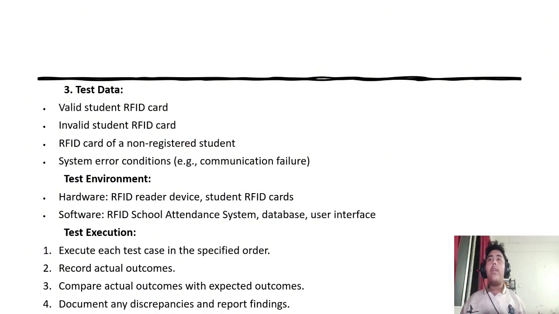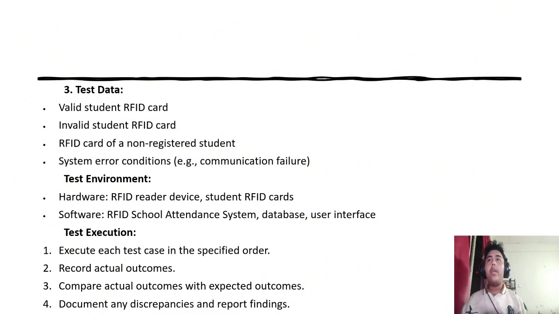And RFID card for a non-registered student. This is, for example, for a guest who came to school to look after the system. For example, I'm a student and my parents came to school to meet me. So for example, I have an RFID card for my parents. They tap and the system records that my parents met up with me in the school.